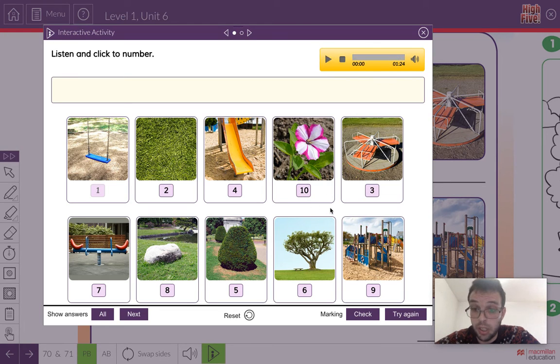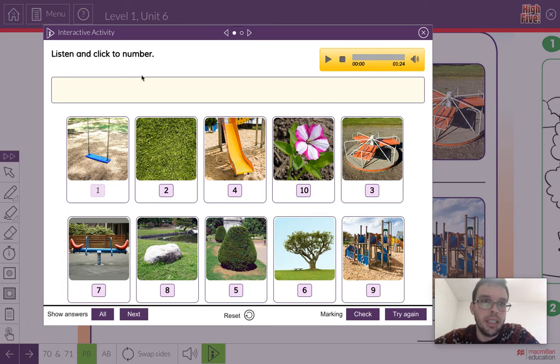Very good. Did you get everything correct? Good. Make sure you have all the correct numbers in your book. Okay. Now we have to write the name. We have to write the word under the picture.